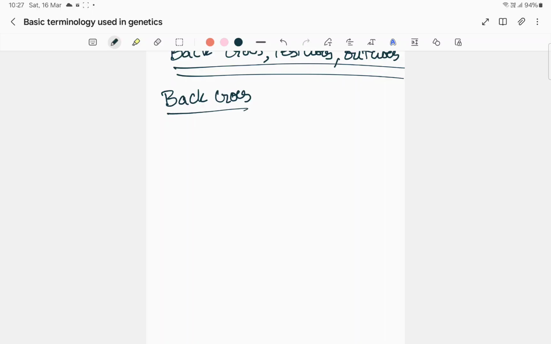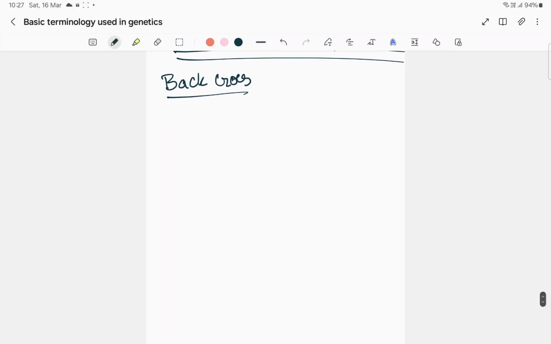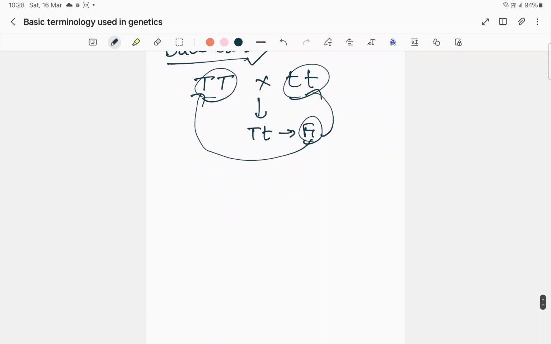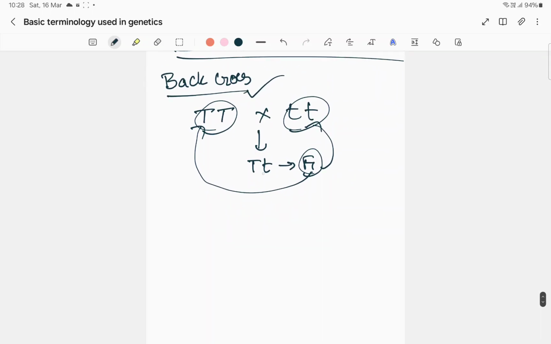Back cross is generally crossing an F1 hybrid with either of its parents. For example, capital T is one parent, small t is the other parent. We will get capital T, small t. This is the F1 generation. If we cross this F1 with any of its parents, then it is said to be the back cross.